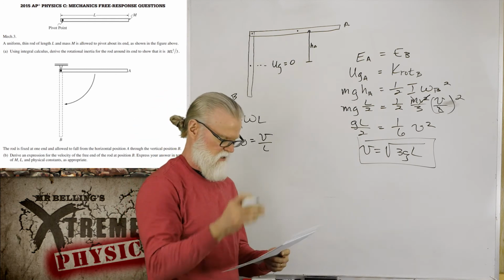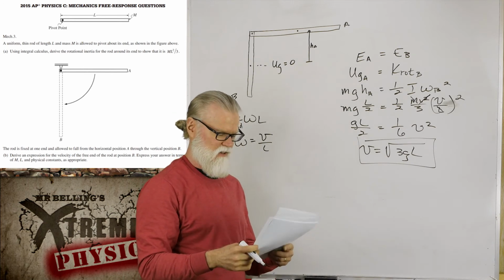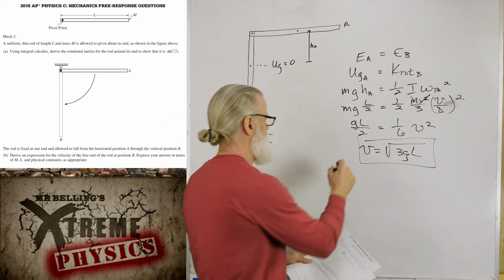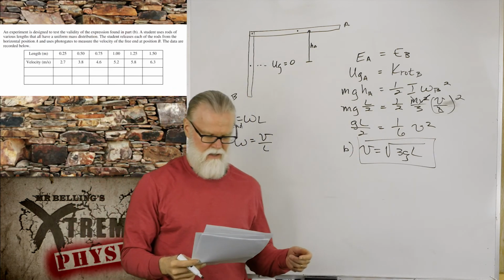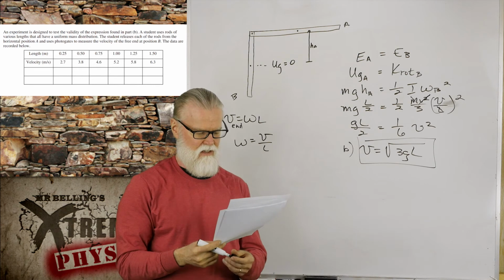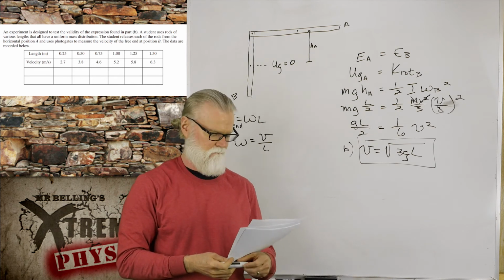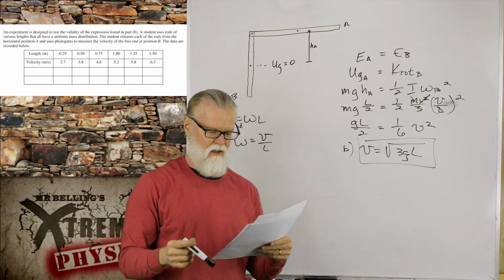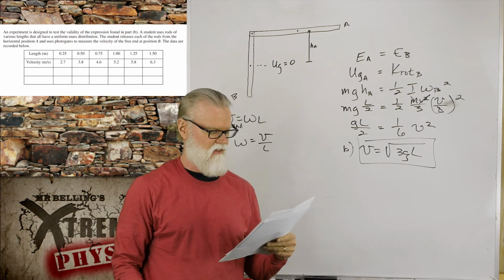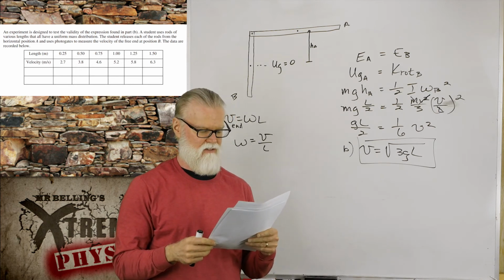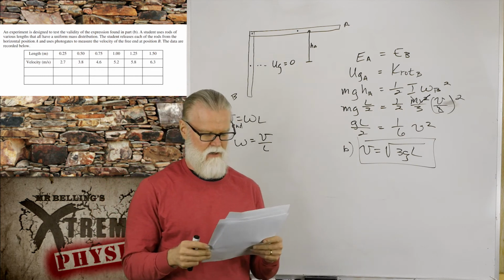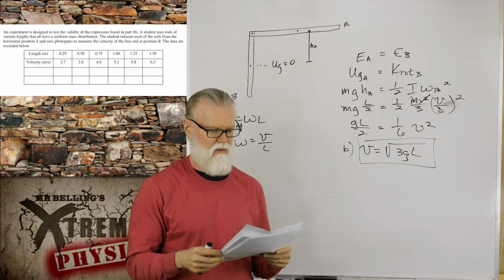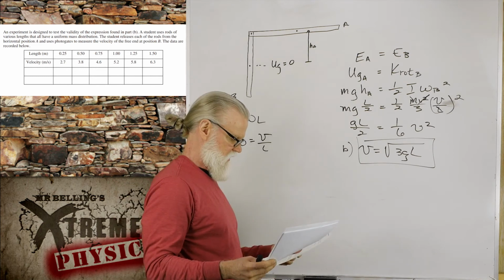All right. Derive an expression for the velocity of the free end. There it is. This is B: the square root of 3gL. All right. An experiment is designed to test the validity of the expression found in B. How could it possibly be wrong? A student uses rods of various lengths that all have uniform mass distribution. The student releases each of the rods from horizontal and does some experiment. There's our data. All right. So they got some data, and they got some lengths and velocities.